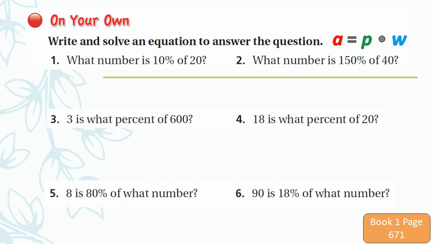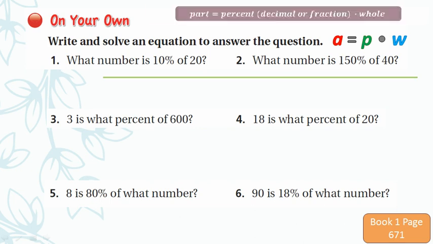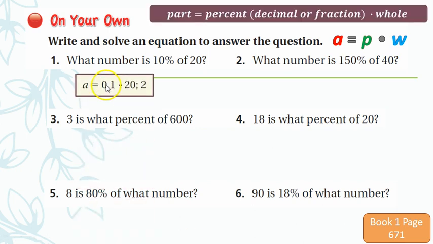Welcome back. Let's check to see if your percent equation after substitution is correct, and also to see if your results are correct. Question number 1. You should have written A equals 0.1 times 20. Or you could write A equals 10 over 100 times 20. And the answer you should have gotten is 2.